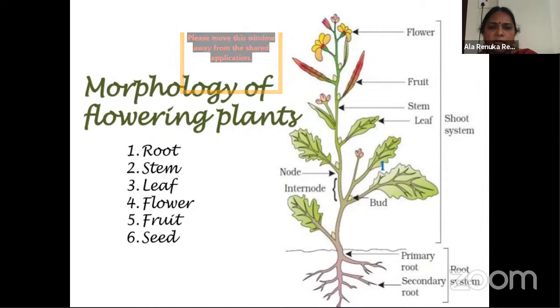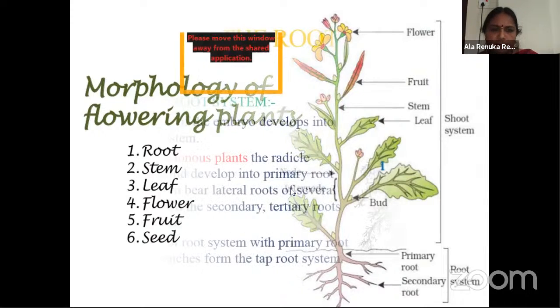General morphology: each plant has common characters like the root, the underground part of it, then the stem, the leaves, the flowers, and the fruits. These are the general parts of a plant.